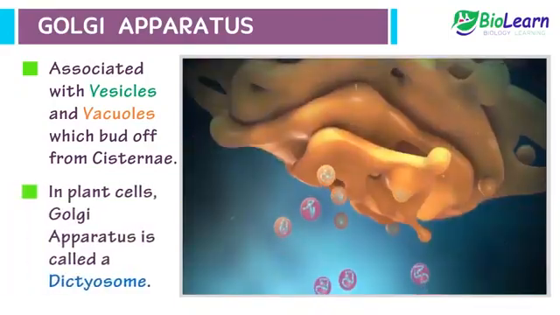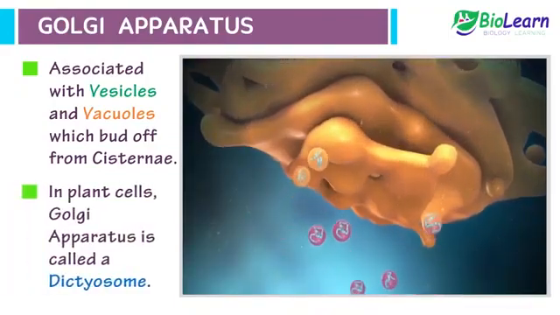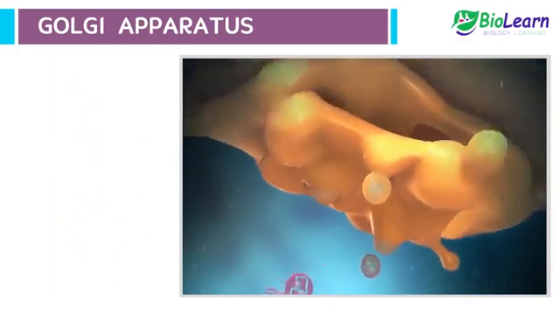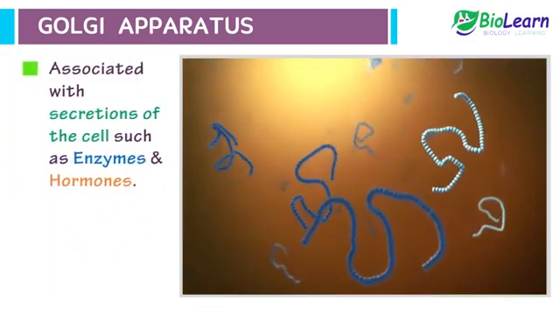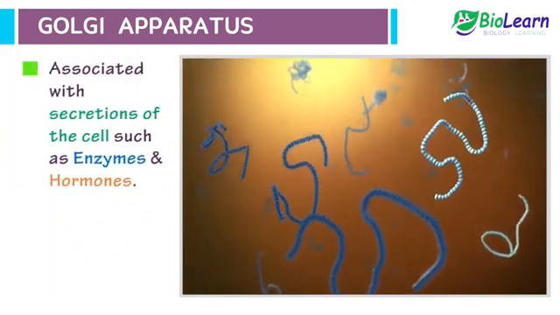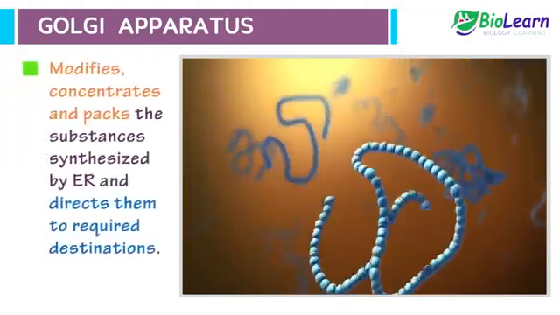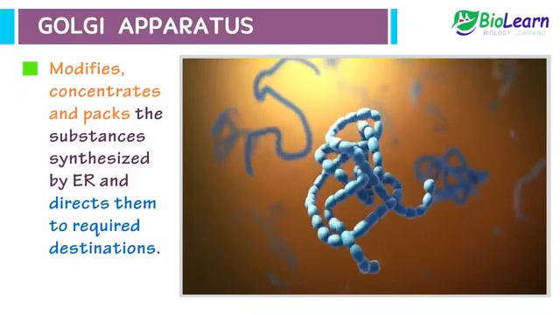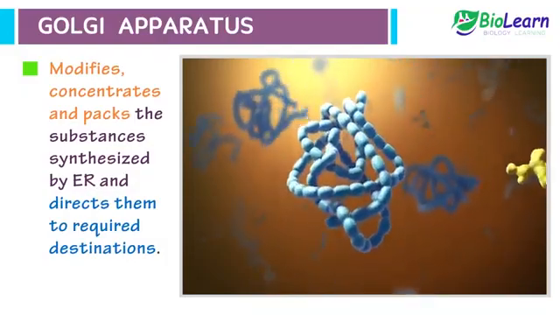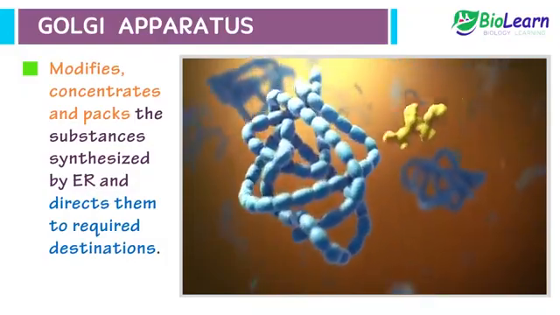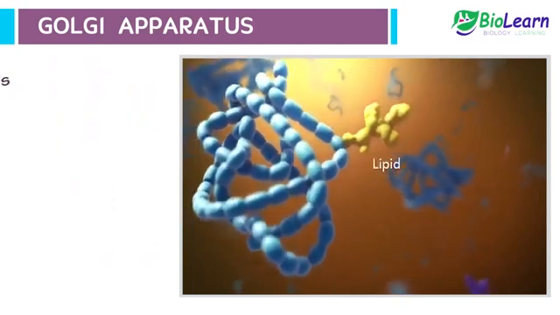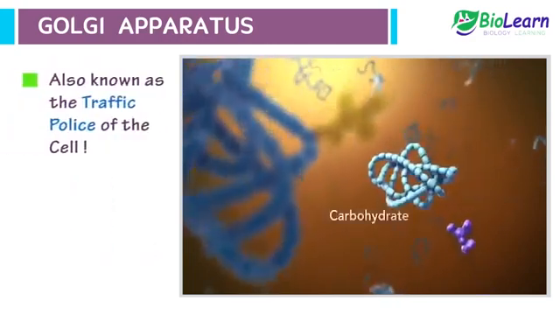In plant cells, the Golgi apparatus is known as dictyosome. The Golgi apparatus is associated with the secretions of cell such as enzymes and hormones. It modifies, concentrates and packs the substances synthesized by the endoplasmic reticulum and directs them to the required destinations. It is also known as the traffic police of the cell.